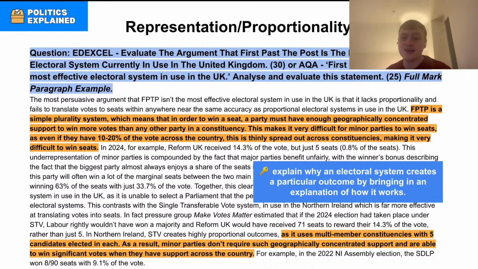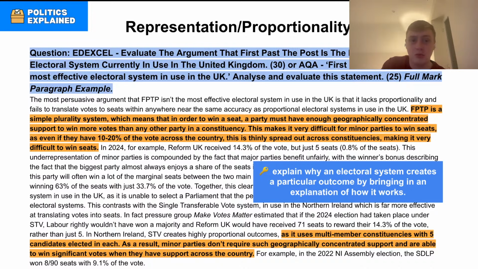The first thing is that it explains why an electoral system creates a particular outcome by bringing in an explanation of how it works, as I've spoken about a number of times throughout the webinar. We're making the point, first of all, up here, that first past the post isn't the most effective electoral system, as it lacks proportionality and fails to translate votes to seats with much accuracy. We then use the electoral system to explain why this happens.